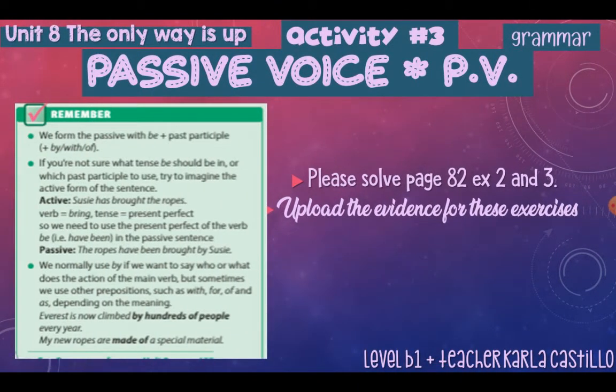Okay, going to focus on this passive and active. This is another activity, please solve page 82, exercises 2 and 3, and again upload your evidence.